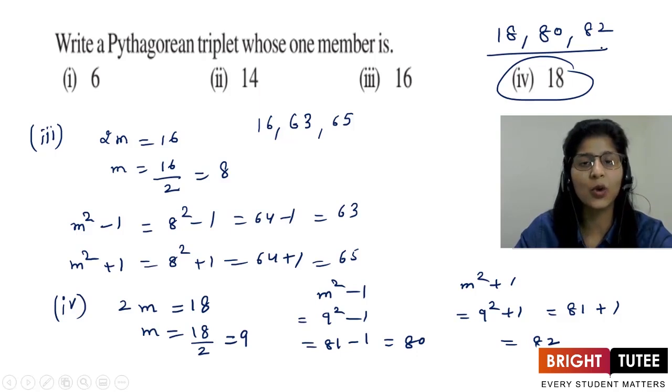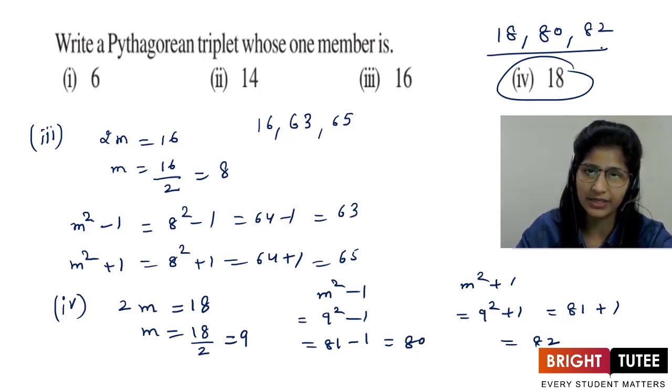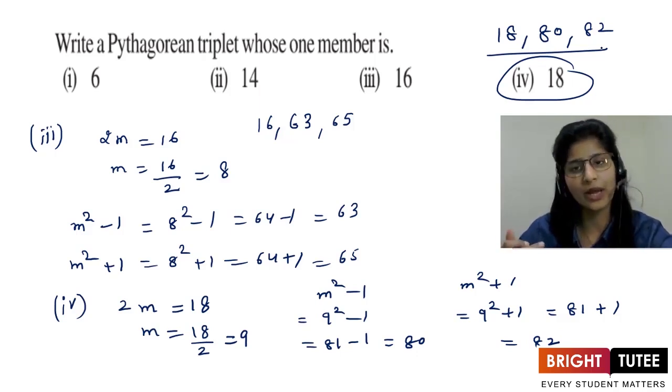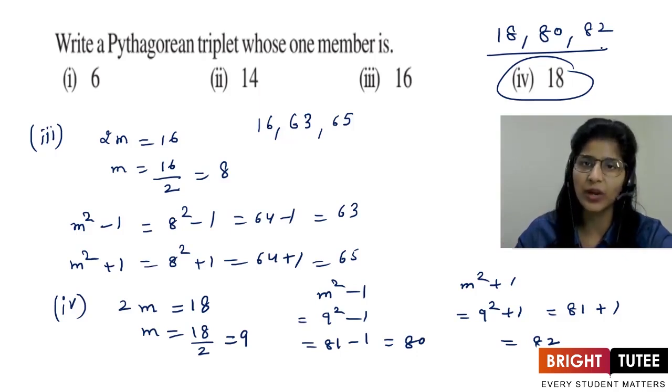Clear? This is how we find Pythagorean triplets. So 3 things to keep in mind: 2m, m square minus 1, m square plus 1.